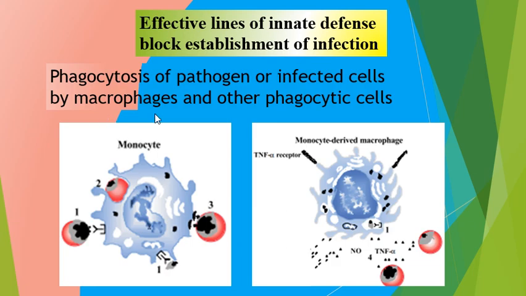And one of the effective lines of innate defense is the process of phagocytosis, and actually this is a very important barrier. The phagocytic barrier is a very important barrier of the innate immune system. So phagocytosis of a pathogen or infected cell, as can be seen here, this cell is infected. This is actually a red blood cell infected, so it can be phagocytosed by a macrophage or by a monocyte and macrophage. So phagocytosis is a very important effective line of defense.